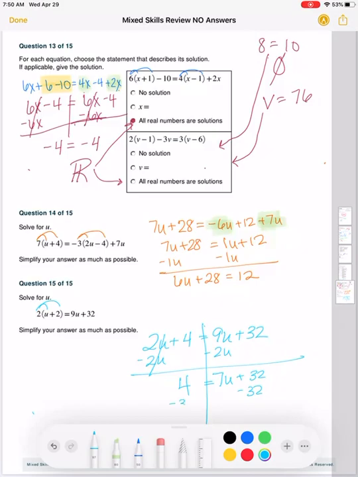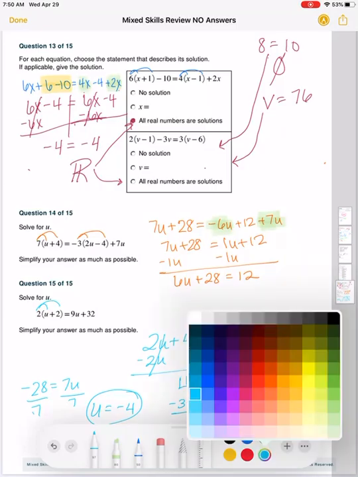So then we're going to subtract 32 from both sides, and we're going to get a negative number. That is okay. I'm going to move mine over to the side. You're going to get negative 28 equals 7u. We're going to divide by 7, divide by 7, and we're going to get that u equals negative 4. That is your answer for number 15.